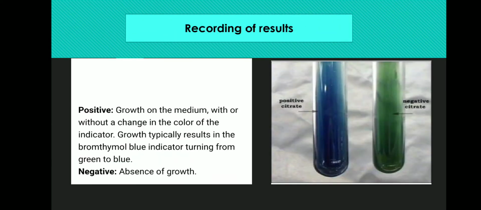Recording of the result. The test is positive if there is growth on the medium, with or without change in the color of the indicator. Growth typically results in the bromthymol blue indicator turning from green to blue, and the test is negative if there is no growth.